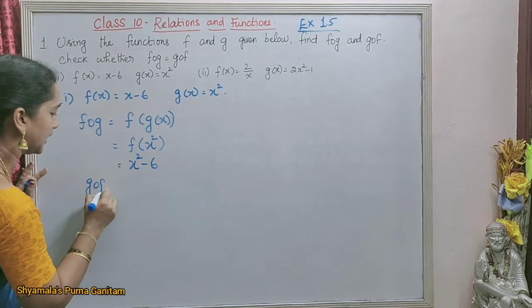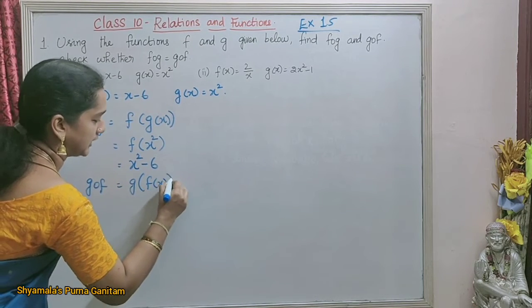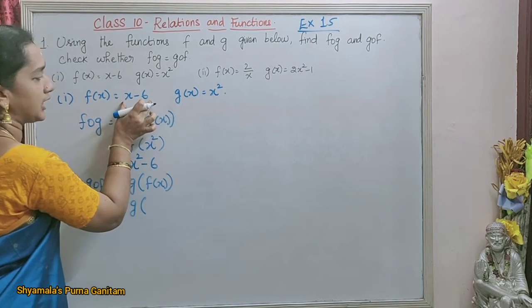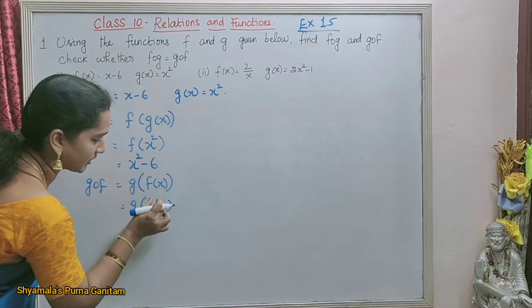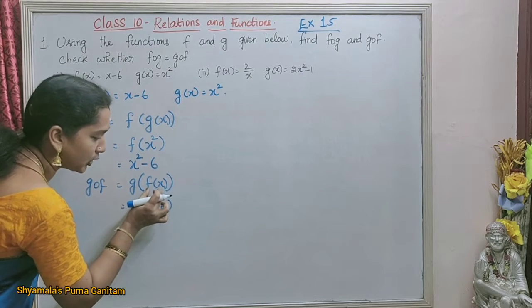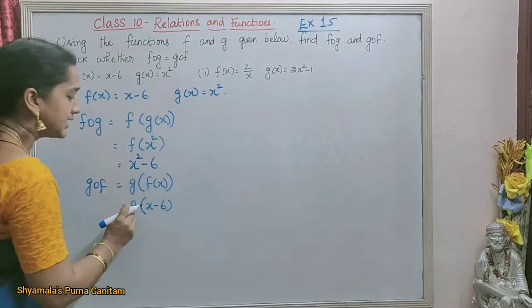So g of f is equal to g of f of x. So this is equal to g of f of x, is what? f of x is given as x minus 6. So f of x value we will write it here. Whatever function is there, below that we will write that value given. So f of x is given as x minus 6.